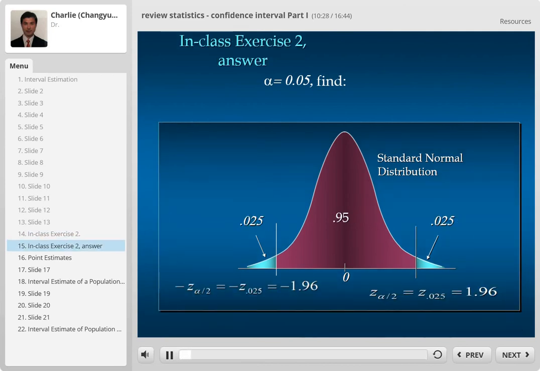Now here comes the answer for it. If alpha equals 0.05, then the middle part equals 0.95. Alpha over 2 equals 0.025, and here is 0.025 as well. So the value for this point, z 0.025, equals 1.96. We find this from the standard normal distribution table. And on the left hand, negative z alpha over 2 equals negative z 0.025 equals negative 1.96.